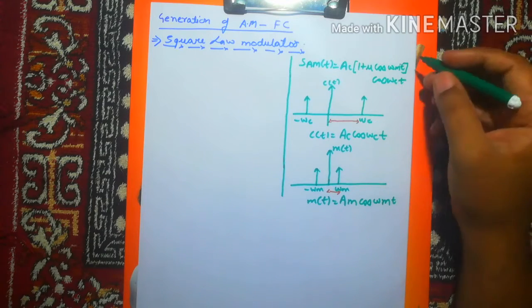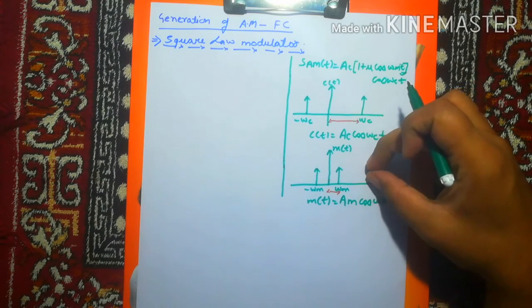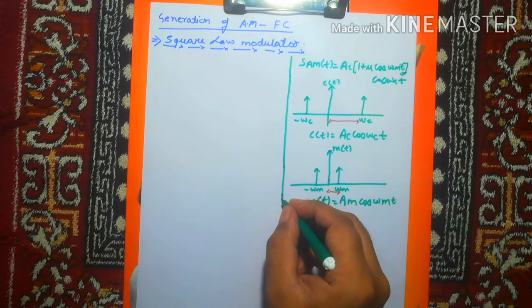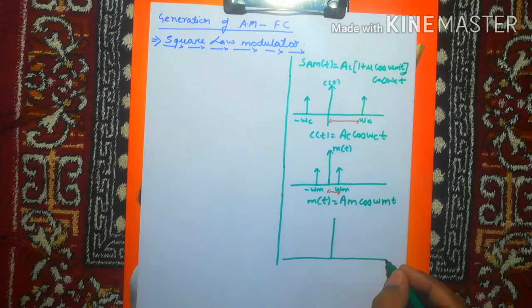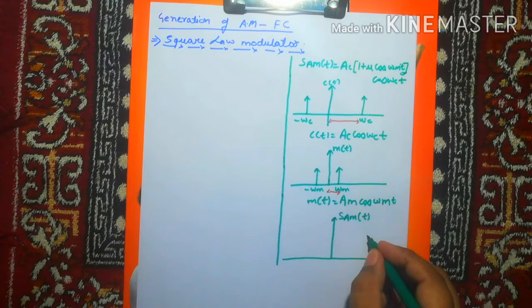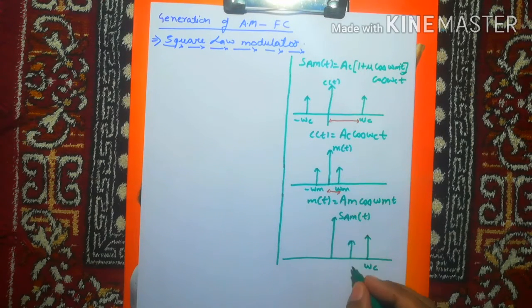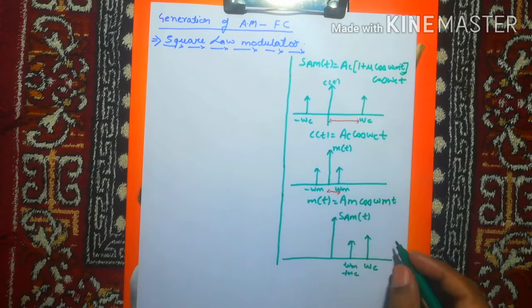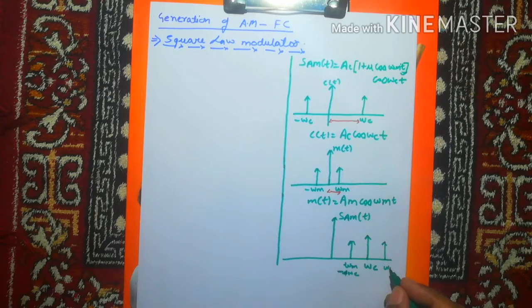Now what we are doing in the AM signal is convolving these signals. For those who don't know what we mean by convolution, they can understand that we are merging these two signals. Now I am drawing the spectrum of s_AM(t), with omega c here, omega c minus omega m here, and omega m plus omega c here.